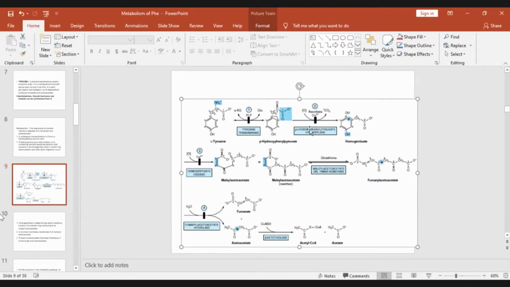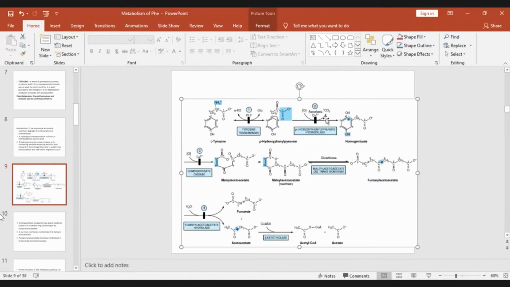This hydroxyphenyl pyruvic acid is acted upon by an oxidase, which is copper dependent. So this is not just a simple oxidation. Here there is a mole of carbon dioxide released, so decarboxylation is there, and shifting of the side chain from here to here, and then hydroxylation takes place. So three changes are brought about by this enzyme, para-hydroxyphenyl pyruvate oxidase or hydroxylase. The product is homogentisic acid. This homogentisic acid is acted upon by homogentisic acid oxidase.